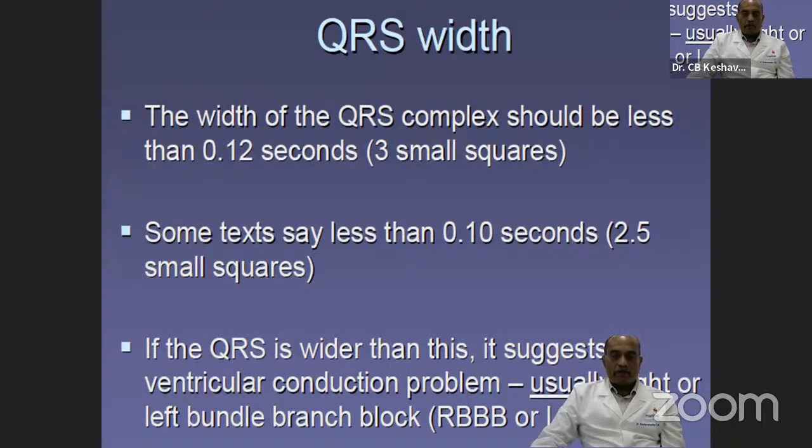Normally, the width of the QRS complex should be less than 3 small squares. It should be 0.12 seconds or less, even 0.10 seconds, 2.5 small squares. If the QRS is wider than this, it suggests that there is a ventricular conduction problem. The narrower the QRS is, the better.